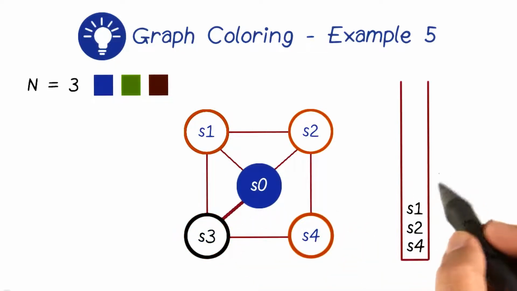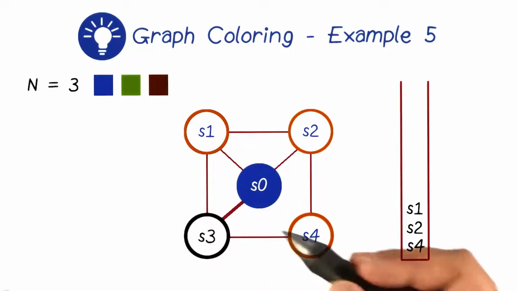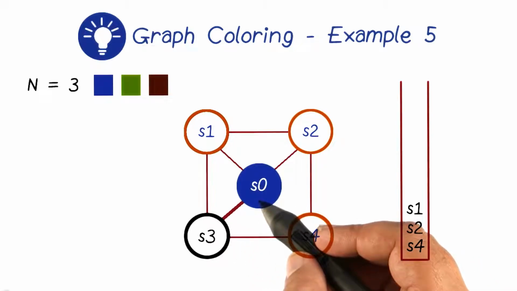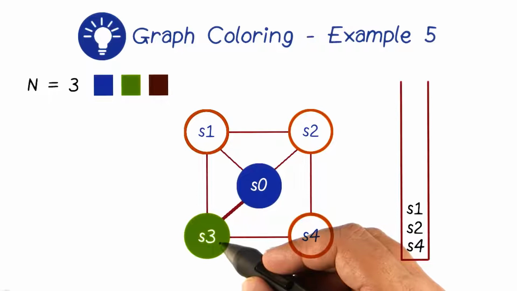And so we remove the next node from the stack, S3, and now we have to decide its color. As you can easily see here, it cannot be blue, but we have a choice between green and red. And in this case, we are going to color it with green.